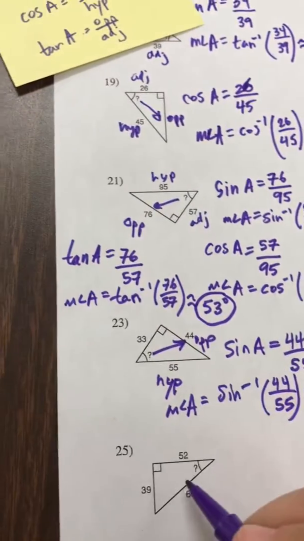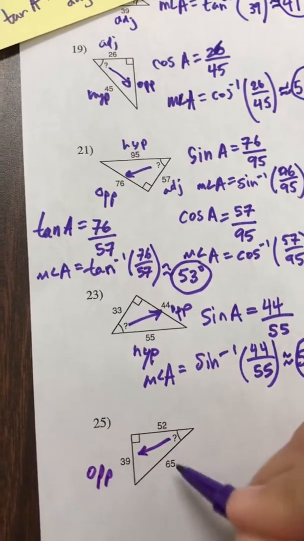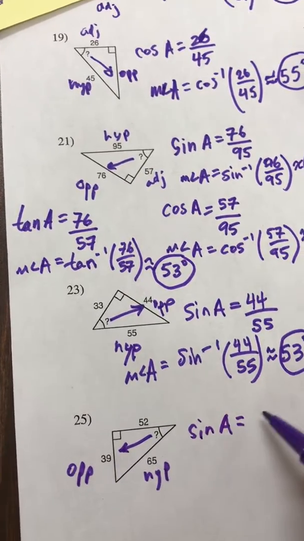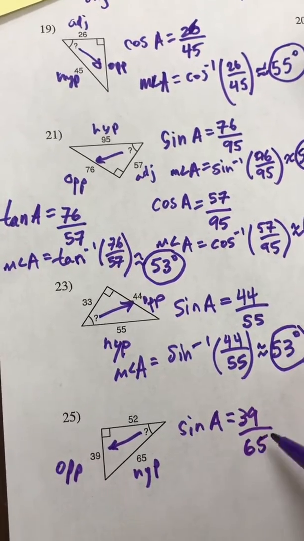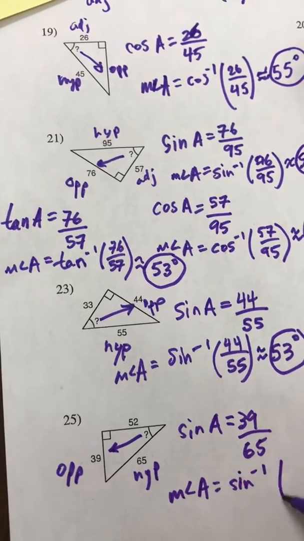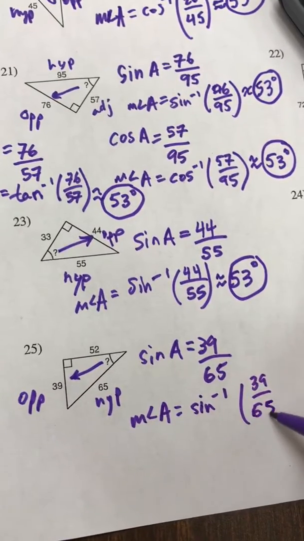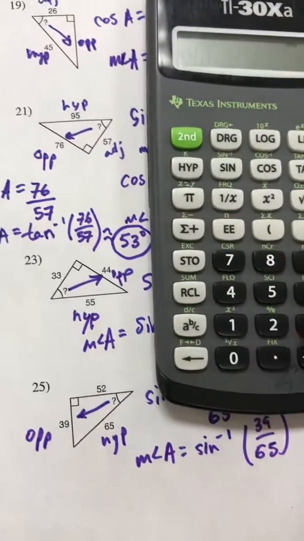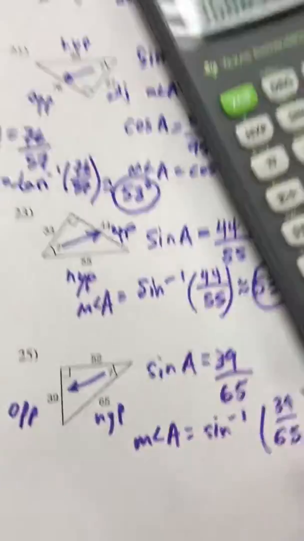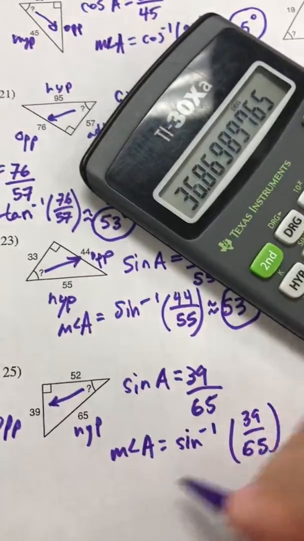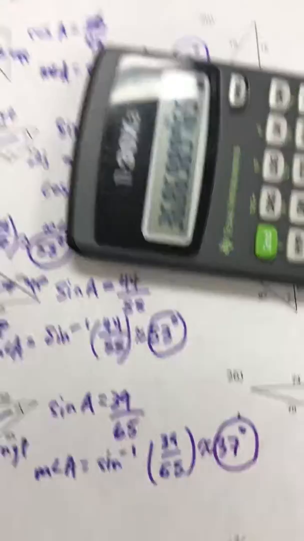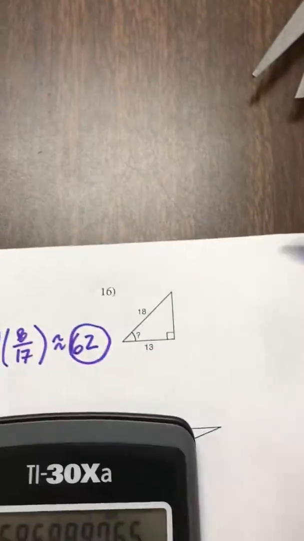Cool. Okay, I'm going to do this one using sine. It doesn't matter which one you use. So the sine of an angle is opposite over hypotenuse. So the measure of angle A would be the inverse sine of 39 over 65. Okay, and I'm going to round that number to the nearest degree, so 37 degrees. Cool. Let's keep it going.